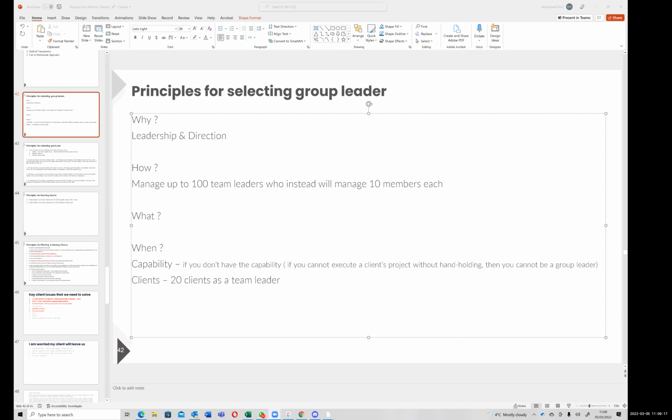Mr. Anis? Yeah. I don't understand the last one. For example, you cannot become a group leader unless you have 20 plus clients as a team leader, and then you can decide to take on the role of a group leader. But you can decide not to do that also. You can just say, no, I don't want to be a group leader. I'm very happy managing it as a team leader. I want to do it this way. That is your decision.